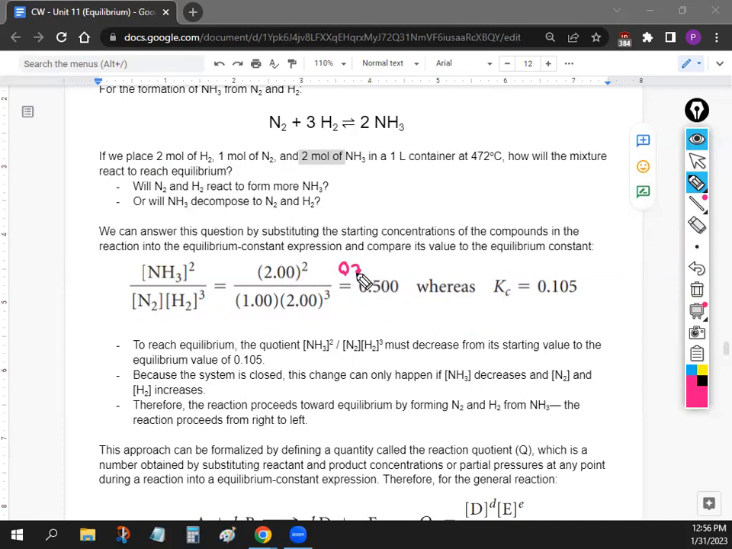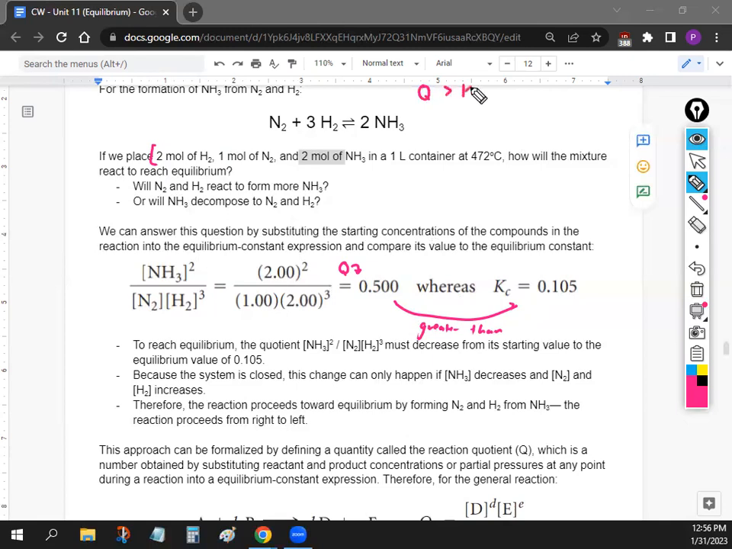Okay, so if we take a look at Q versus K right here, what we're going to do is look at Q in relationship to K. So right now, is Q greater than K or is it less than K? Yeah, this is greater than K right now. So at the beginning of our system, when we put these compounds into a container, the ratio of products is greater. Basically, we have too much product. Okay, so that's one way you can think about it.